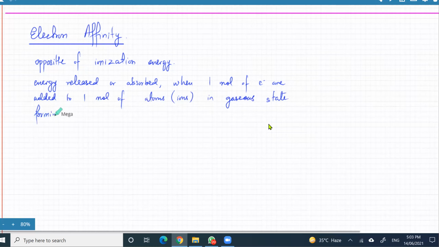So forming 1 mole of gaseous -1 ions. For example, you've got an oxygen atom, and it's trying to gain 1 electron to form oxygen -1. Is that clear? Yes. So this is known as the electron affinity of the oxygen atom.